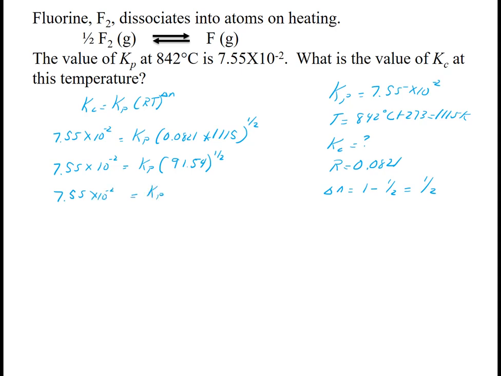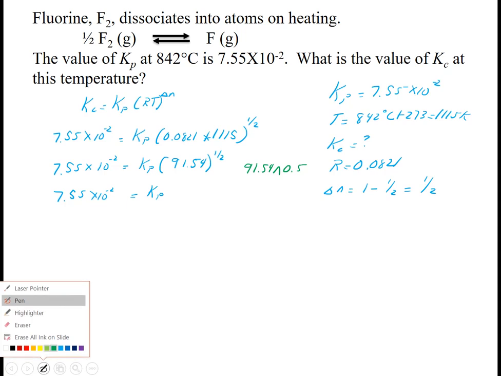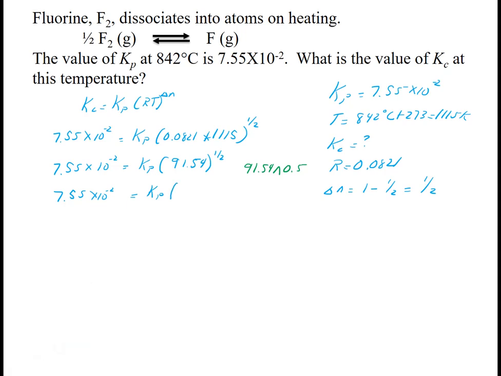Now raising this to the 1/2, the easiest way to do this in your calculator, at least for me, is to put 91.54, the up arrow, 0.5, which means the same thing. Then I get 9.568. So I'm going to divide both sides by this 9.568. So 7.55 times 10 to the minus 2 divided by 9.568 is equal to Kp.